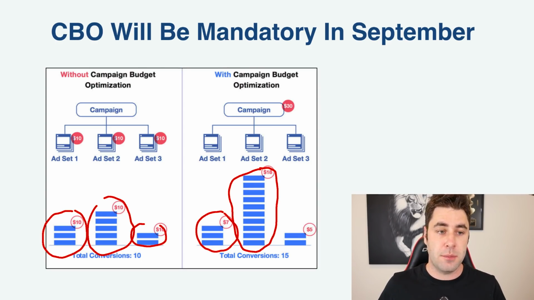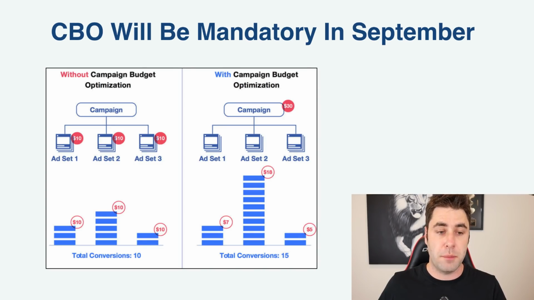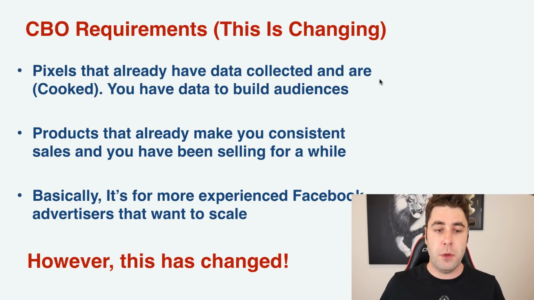So let's jump into some stuff here, guys, and I'll show you what I've been working on. Now, before we do that, we need to go over some requirements, because CBO initially was for pixels that already had data collected and were mature, where you have data to build lookalike audiences and stuff like that. That's what CBO has been used for by people. Products that already make you consistent sales and have been selling for a while. Basically, CBO is for more experienced Facebook advertisers that want to scale.